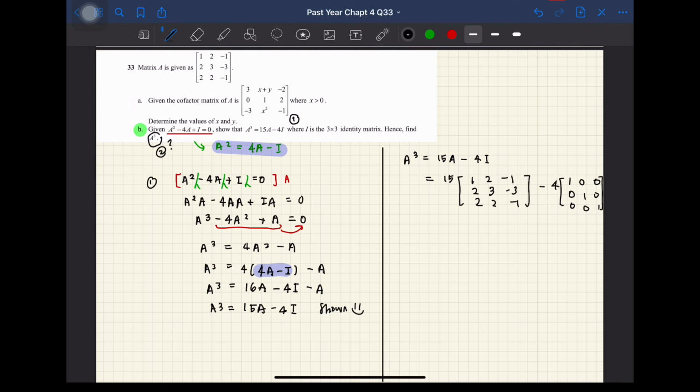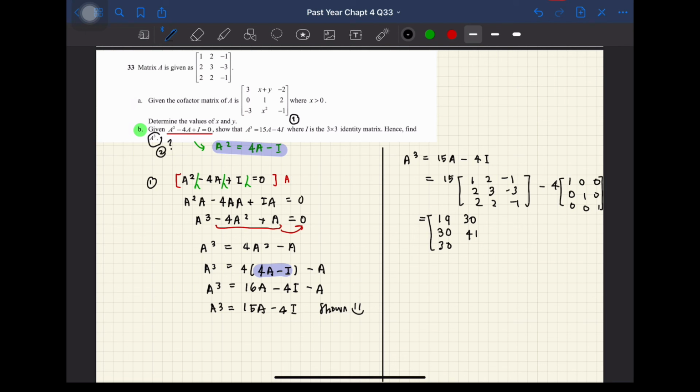Okay, so jom. Dia actually tak perlu expand pun tak apa sebenarnya, boleh je terus kira. Maksudnya 15 kali 1, 15 tolak 4, so kita dapat 11. And then 15 times 2 is 30. And then 15 times 2 again is 30. This one is 30 as well. And then second column pula, 15 kali 2, 30. Ni pun 30. So 15 kali 3, 45, 45 tolak 4, 41.